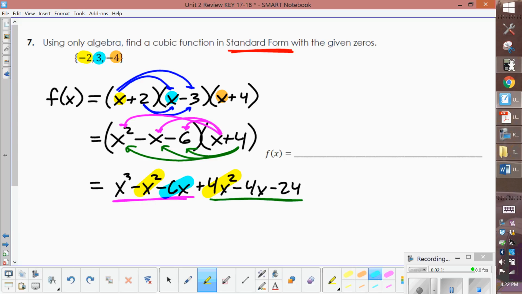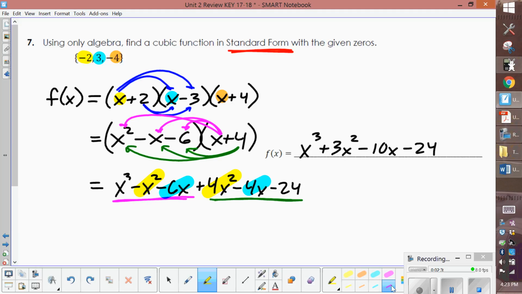I've got some single x's. I can put those together. And my final answer should be x cubed. That's a loner, so I leave him alone. I've got -x squared and positive 4x squared. So that's positive 3x squared. I've got -6x and -4x. It's -10x. And then last but not least, I have this -24.